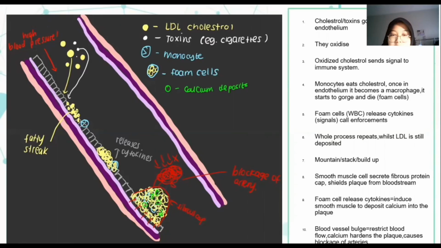The blood vessel then bulges and restricts blood flow, and the calcium hardens the plaque and causes the blockage of the artery. Once it starts to become big like this, it sometimes bursts and the thrombogenic properties start to react with the blood and it starts to harden.